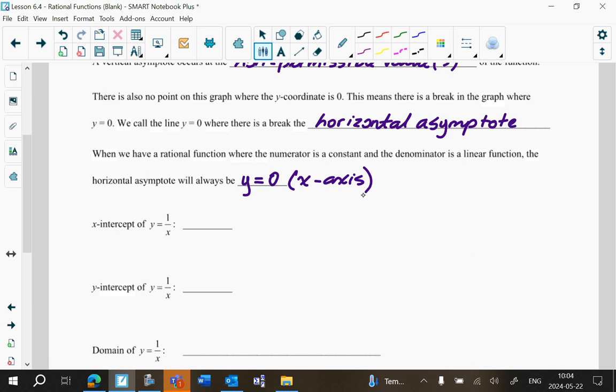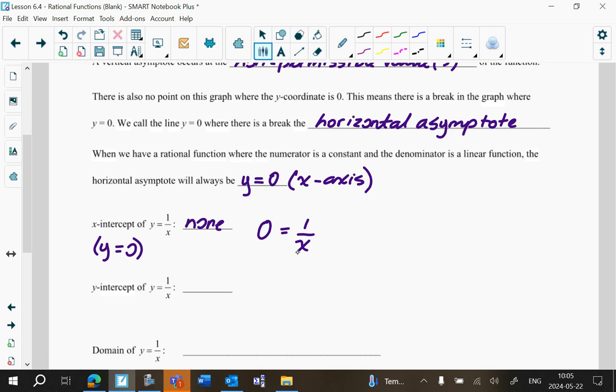What's the x-intercept? Go back to the graph. Where does it cross the x-axis? Nowhere, so there is none. We could have found that algebraically. How do we find the x-intercept? Don't we make y equals 0? So 0 equals 1 over x. Tell me what x could be. 1 divided by what is 0? Yeah, there's no such number.